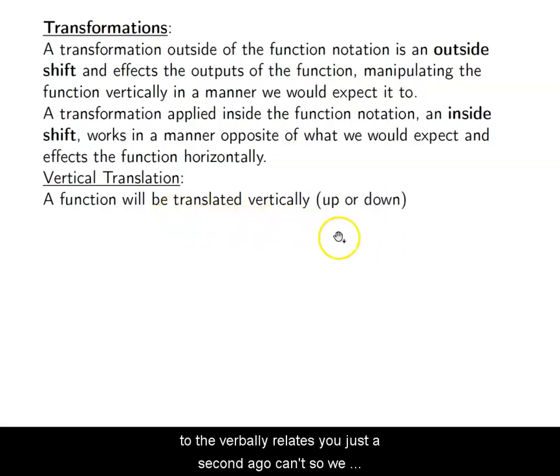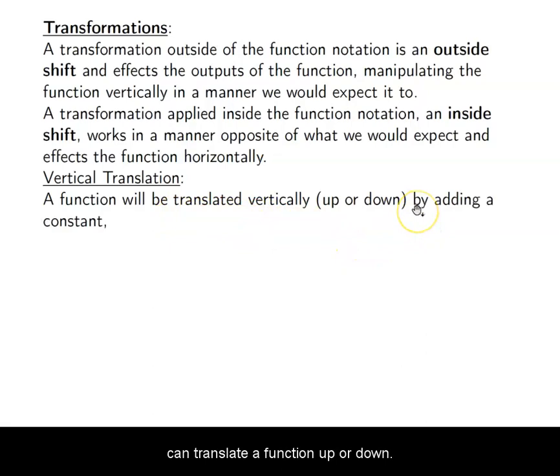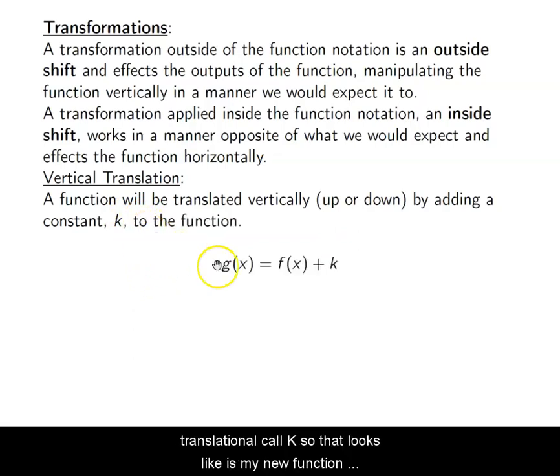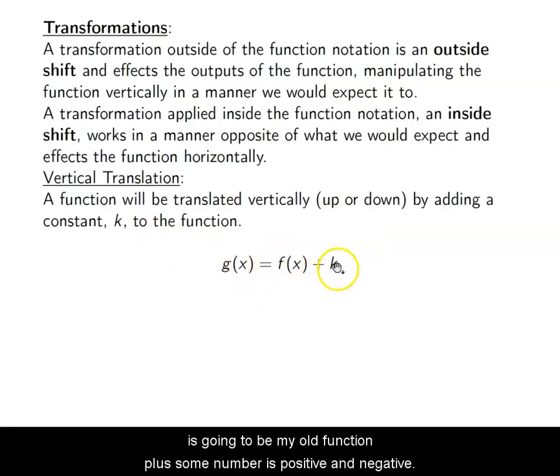Okay, so we can translate a function up or down by adding a constant. Okay, the constant for the vertical translation we'll call k. So what that looks like is my new function is going to be my old function plus some number. Okay, if k is positive, it moves up. If k is negative, it moves down, just like we would expect it to do.